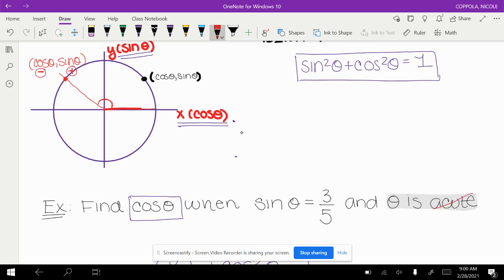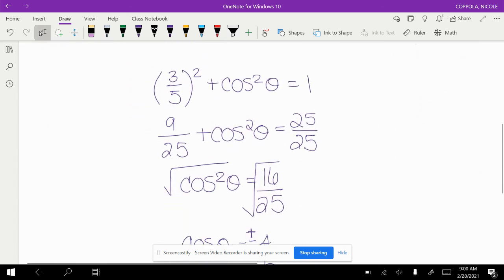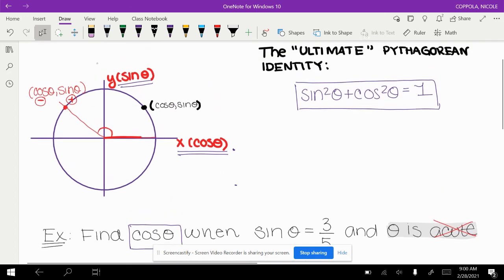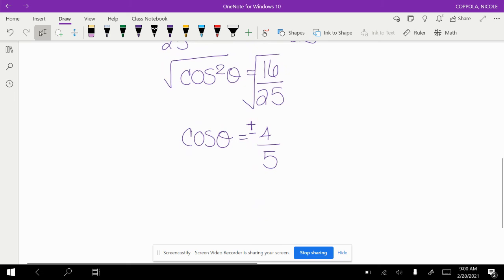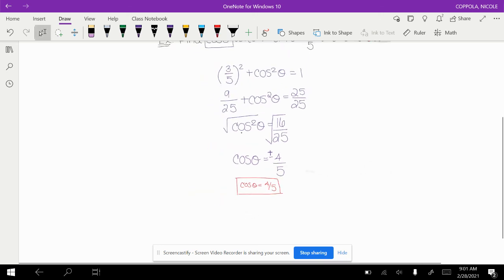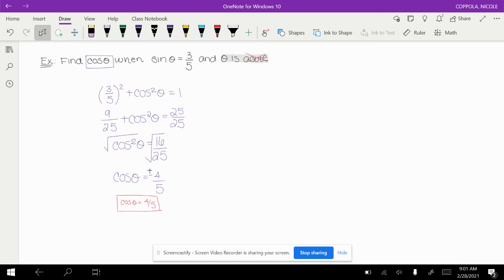So if I change this and it said obtuse, my answer here that I would select would be the negative one. But since it's saying acute, since my angle is acute, what it's telling me is that my angle is in quadrant 1, where cosine and sine are both positive. Therefore, I will pick the positive value here. So cosine is 4/5.